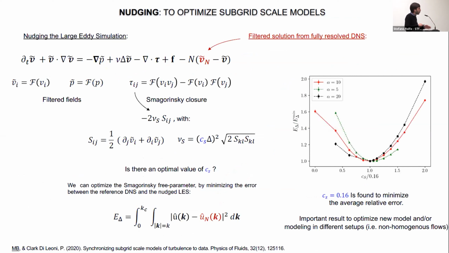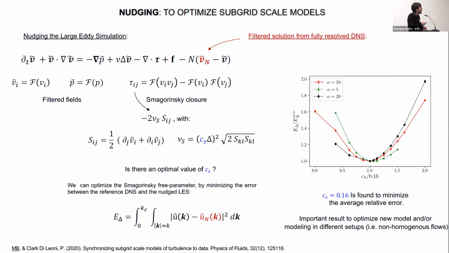Just to open a small parenthesis, this kind of nudging is also useful, for example, in LES. If any of you are interested in performing large eddy simulations, here we have used, together with Patrizio Di Leoni, this nudging to fine-tune the optimal coefficients for subgrid scale models in LES. Here, for example, we have our nudging large eddy simulations. So we have the same idea.